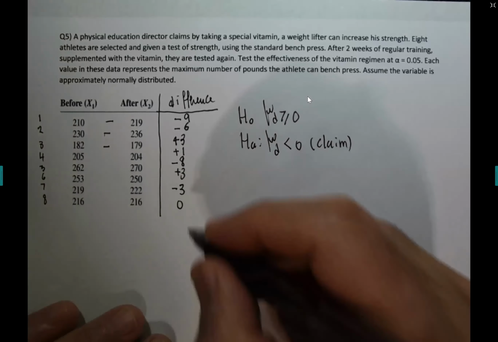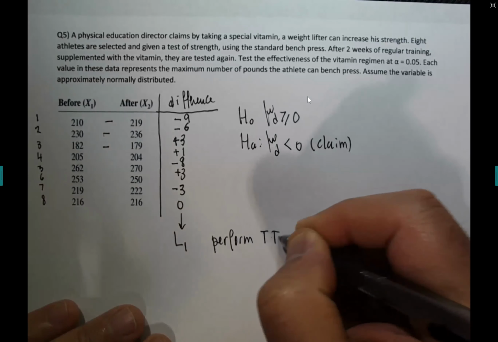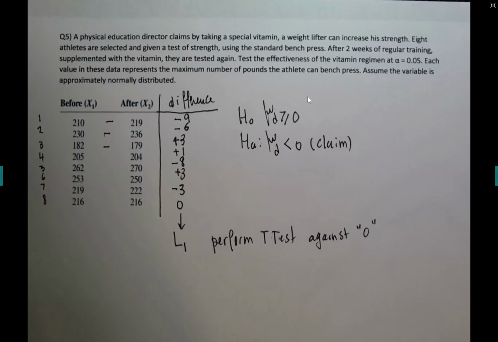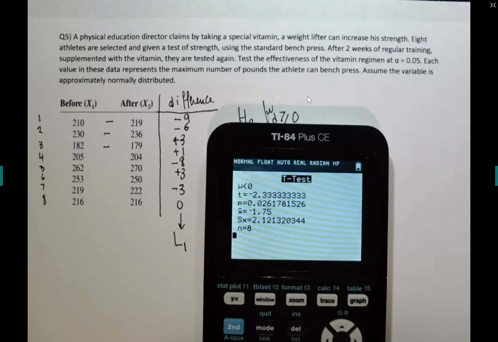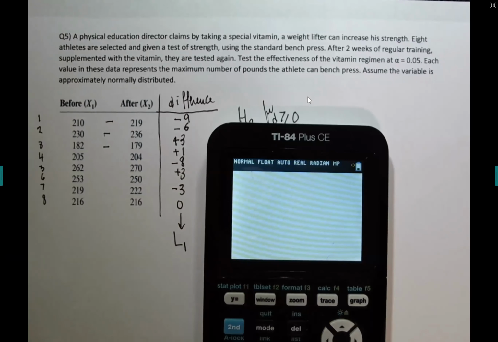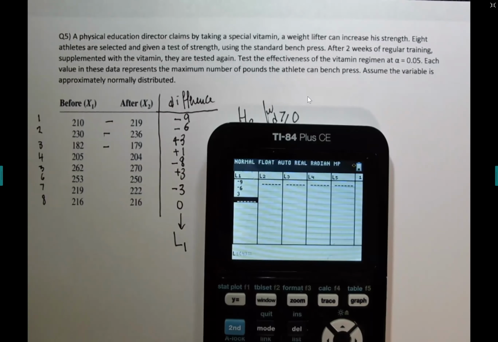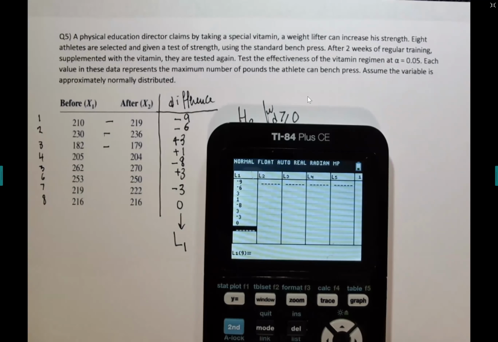And guys, we're going to put this in L1 and perform a t-test against the value 0. Okay, let's put it in L1 together. Then we'll give you a break right after this. So stat, edit. I'm going to clear L1, guys. -9, -6, 3, 1, -8, 3, -3, 0. Because we have mixed numbers, I doubt we're going to be able to support this claim, but let's check if it is effective or not.